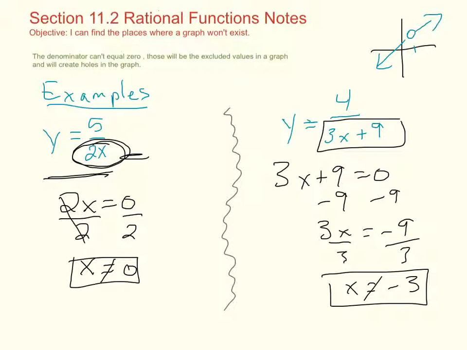You take the denominator, you set it equal to 0, and you solve. If there would be extra things added on, you'd have to solve all of them. So if there's multiple parts to this question, you just solve each individual piece. That's an excluded value.